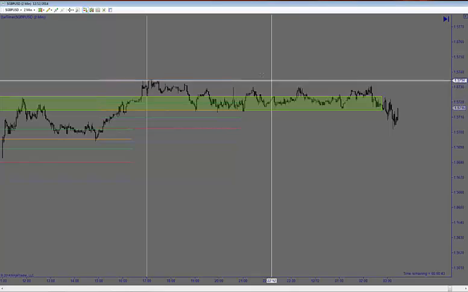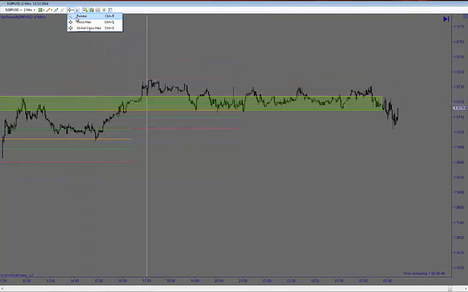Could I change my cursor to an arrow? Sure. Better?